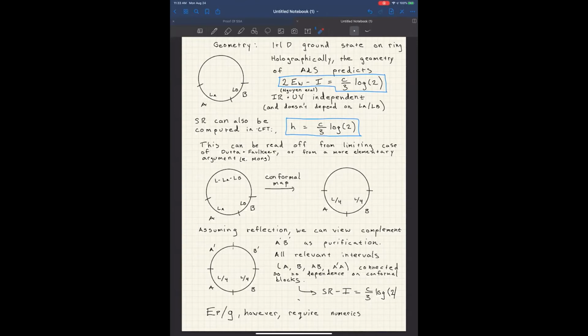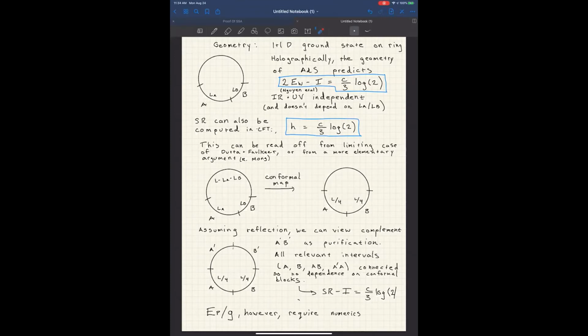Is that true when you subtract off I, though? Yes, the thing I'm talking about is S_R minus I. The answers differ by a factor of 2. It's a log 2 versus a 2 log 2. I see. So when we do the numerics, which I'll show you, here we never take any large N limit because we're just going to do it for spin chains.